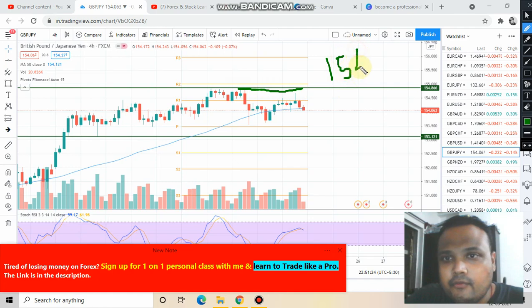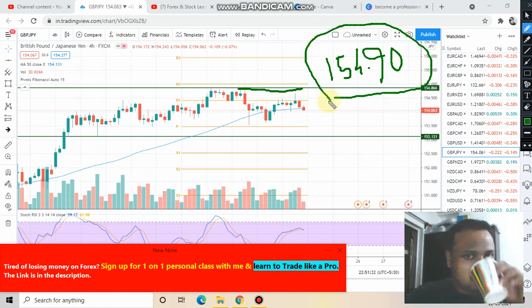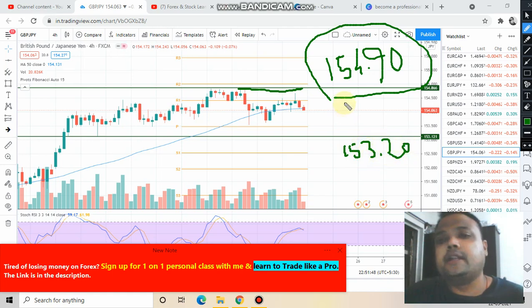154.90. This is the level that we need to keep our eyes on. Otherwise, as long as the market is trading in between this range, 154.90 on the upside and 153.20 on the downside, you will not trade. Okay, this is our no trading zone. This is a no trading zone.